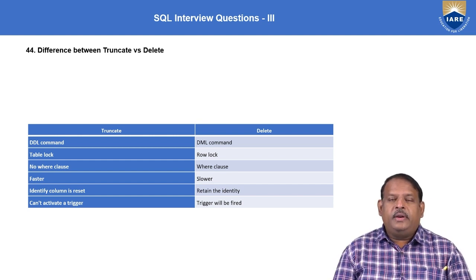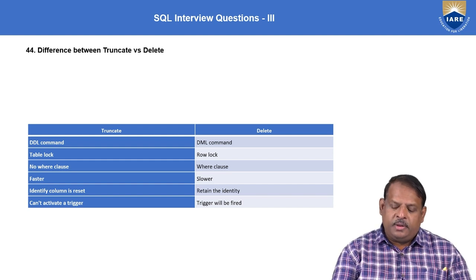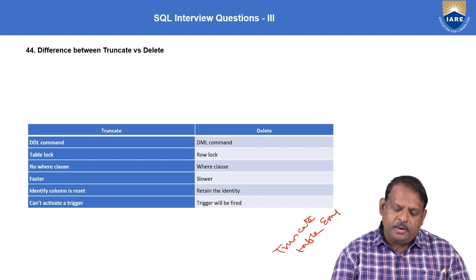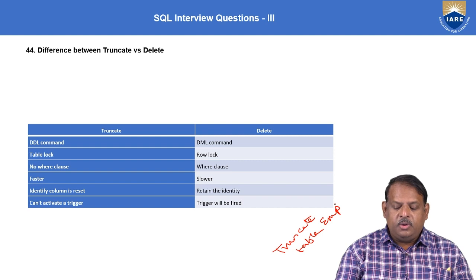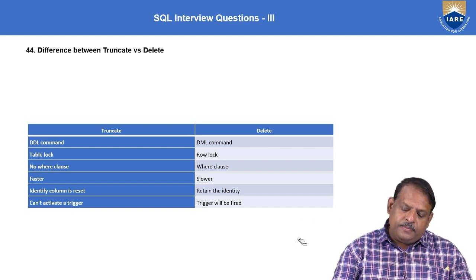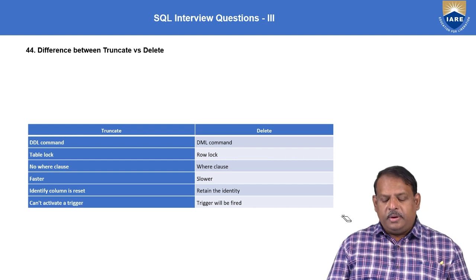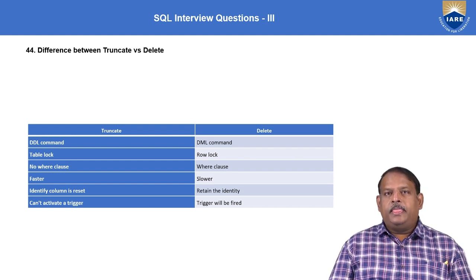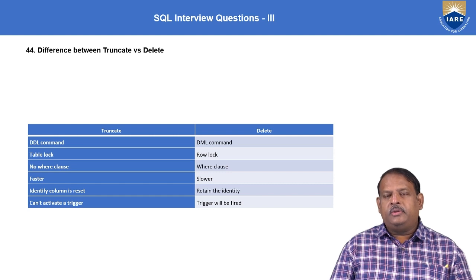In the truncate, no where clause is used. The syntax could be truncate table, given the table name, truncate EMP. So no where clause is used in the truncate. Whereas in the delete we have the where clause. If we don't give the where clause, all the records will be removed. The truncate will be faster, whereas the delete will be a little slower.